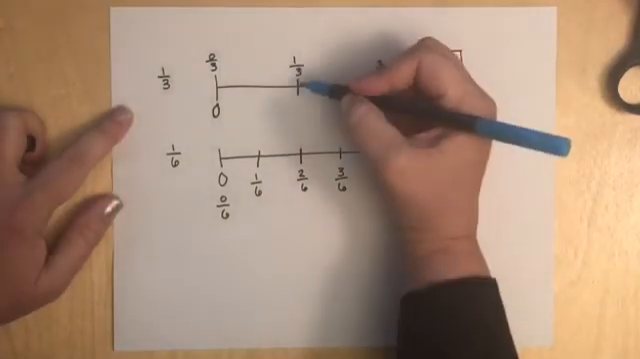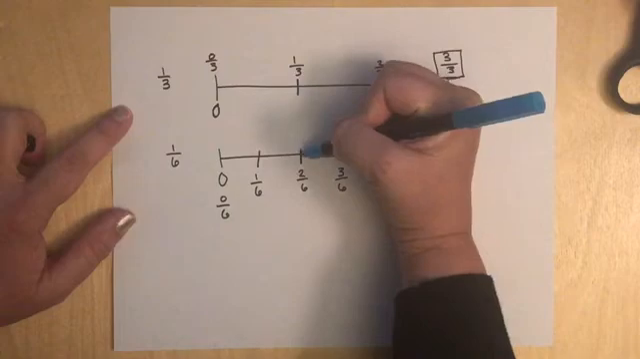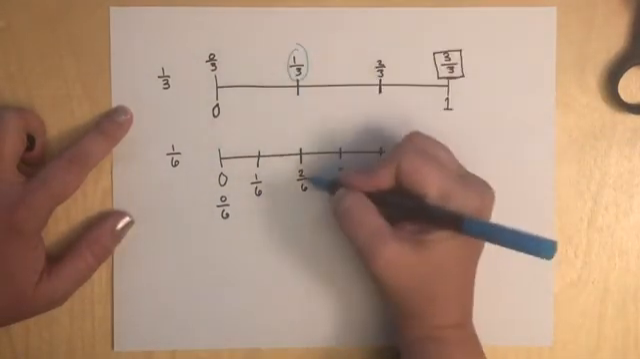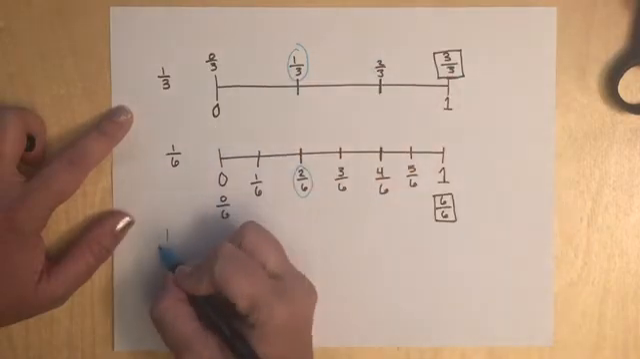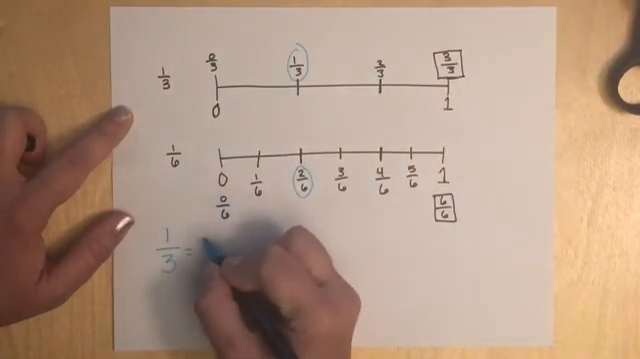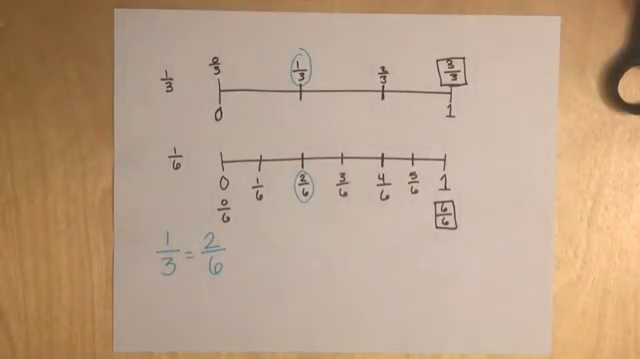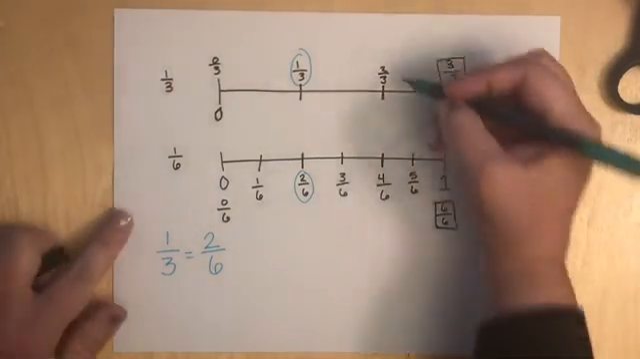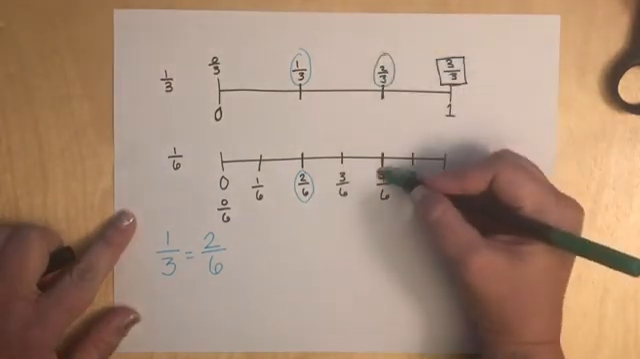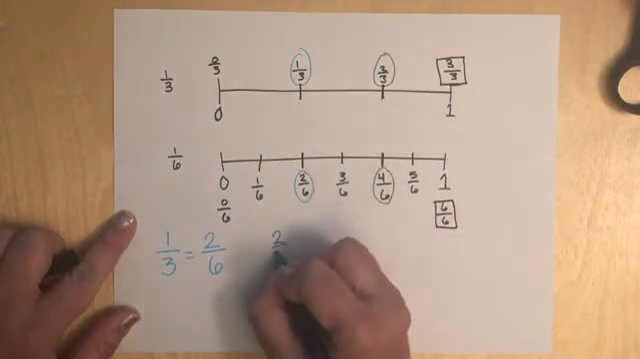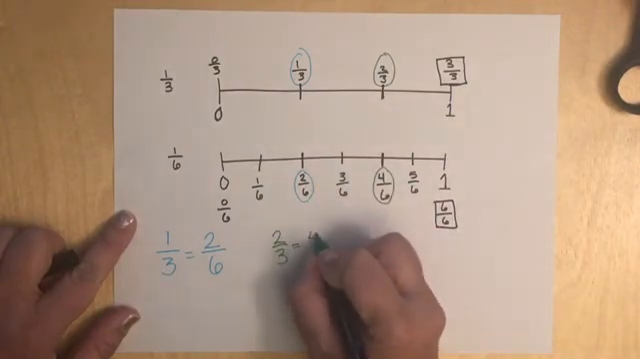I notice here that 1/3 lines up perfectly with 2/6. So 1/3 equals 2/6. Another one that I see is 2/3 and 4/6. They line up perfectly. They're the same distance from 0.